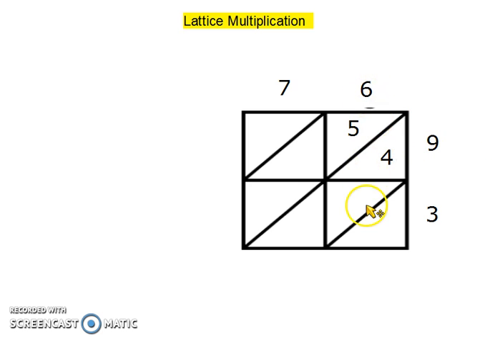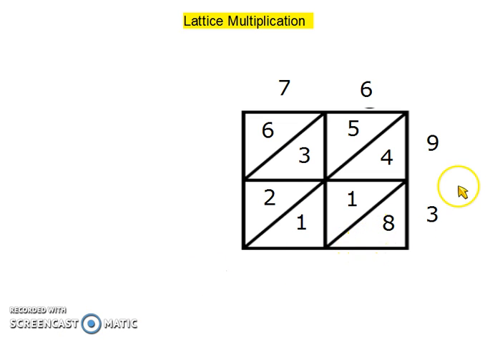Next one is 6 times 3. So the bottom square, 6 3s are 18, so 1 ten and 8 1s. Next one is 7 times 9. So the top left square, 7 9s are 63, 6 10s and 3 1s. And the last one is the bottom left hand corner, so 7 times 3. 7 3s are 21, 2 10s and 1. Okay, now we've done all our times tables.